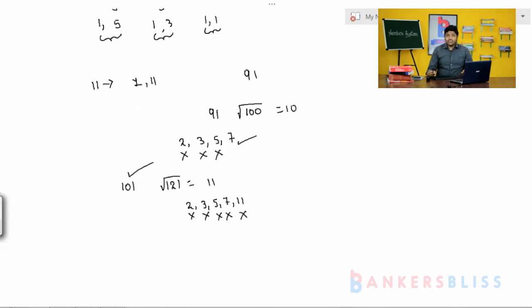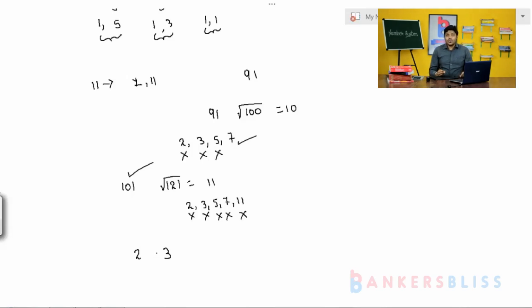Next, a very important concept in prime numbers. The first prime number is 2, and it is the only even prime number. You won't get another prime number which is even. Next, the second prime number is 3, and 3 is the first odd prime number. So 2 is the first even prime number and 3 is the first odd prime number.